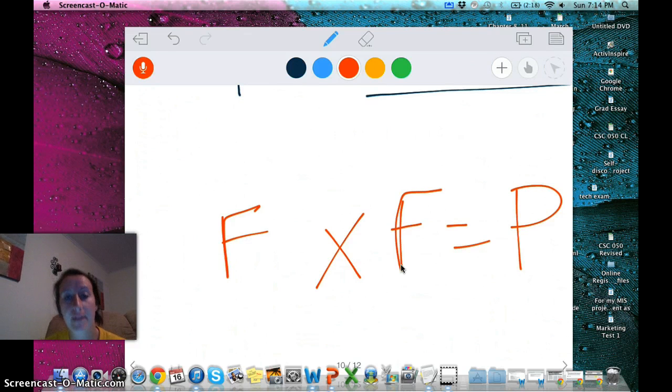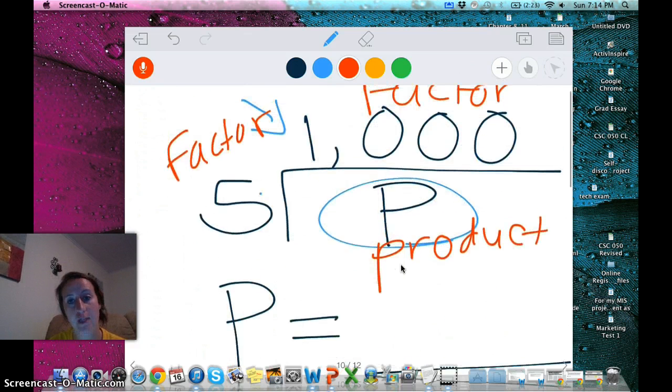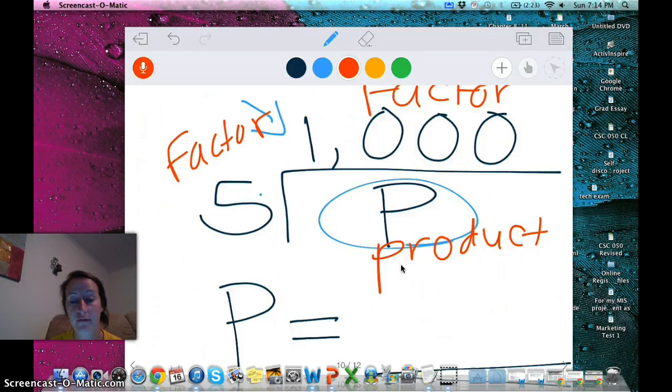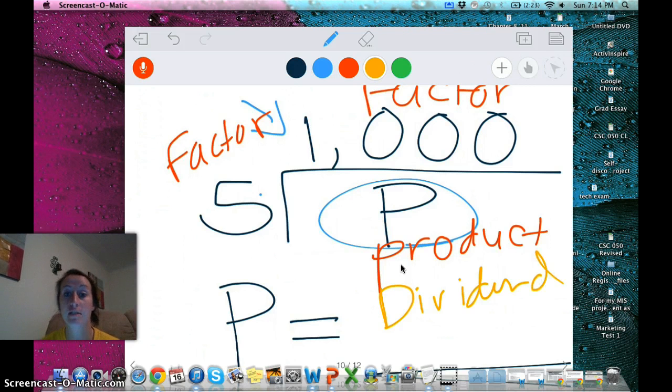So remember, the inverse of division is multiplication. So here, in order to find my dividend, which goes here, I can just multiply 5 times 1,000. So it's kind of like you're checking your division problem. So go ahead and do that and find the answer to P and write it on your sheet of paper. So go ahead and hit the pause button.